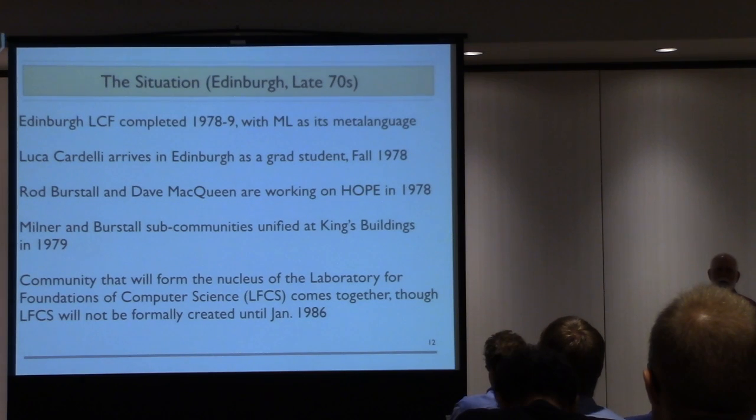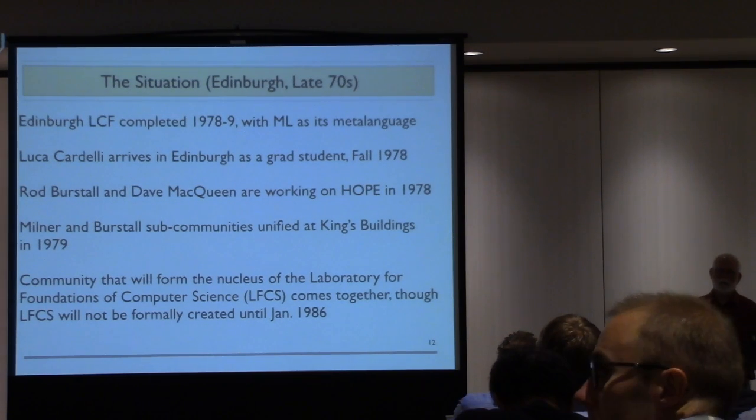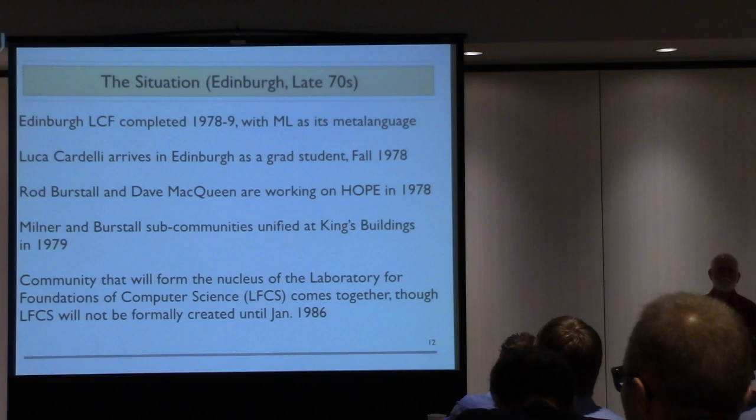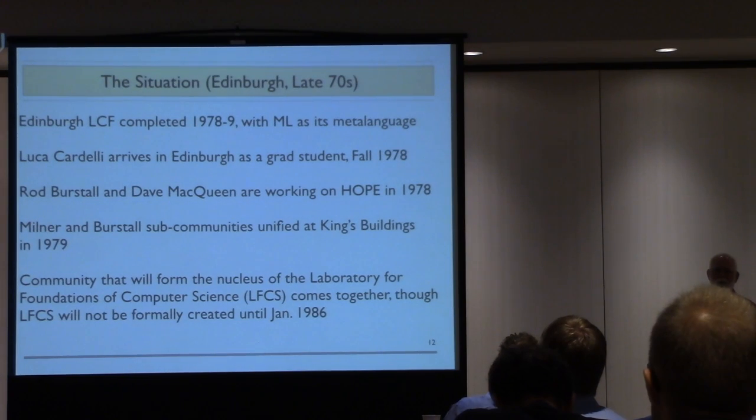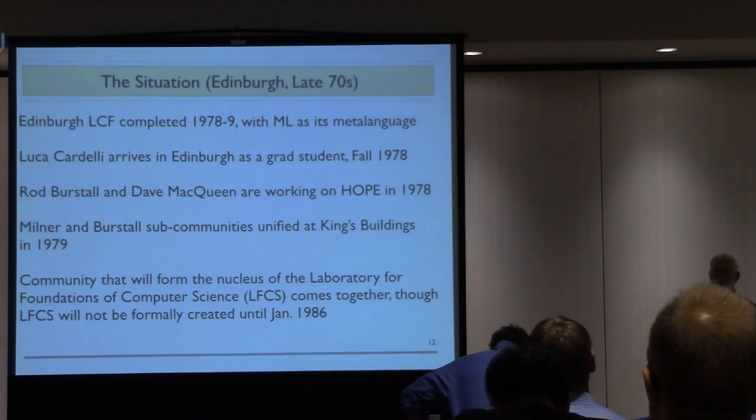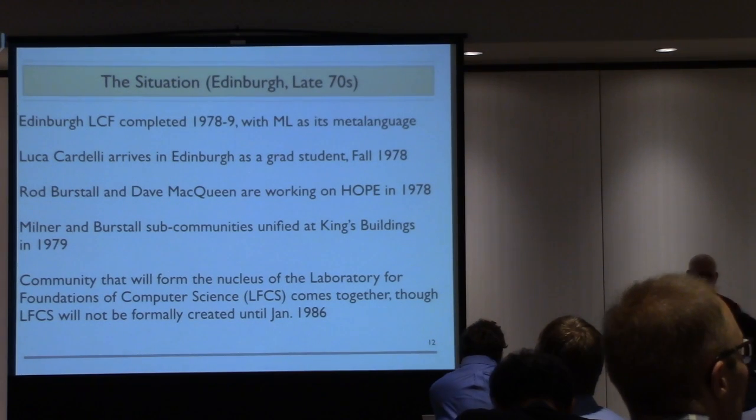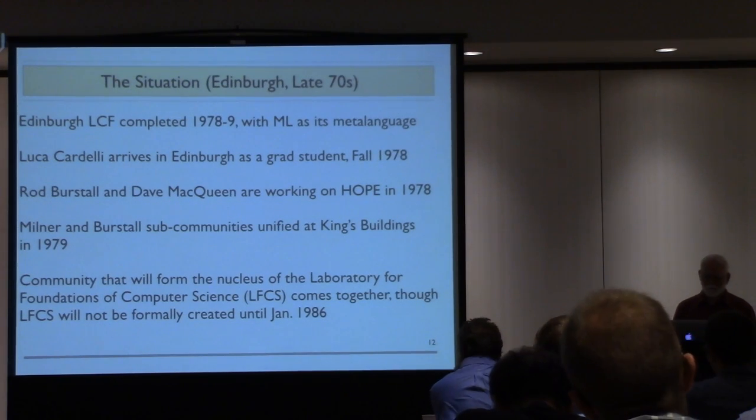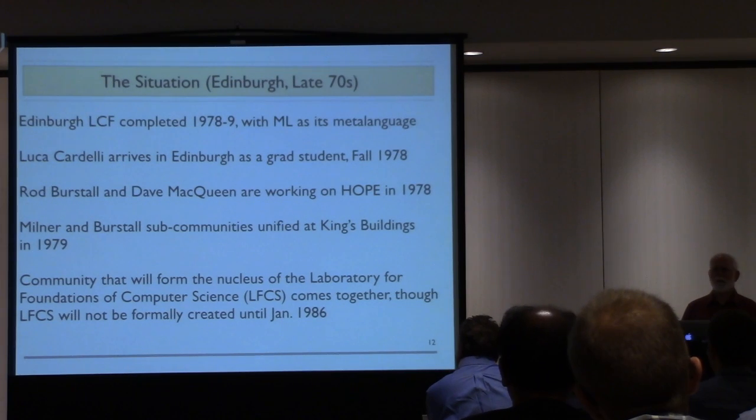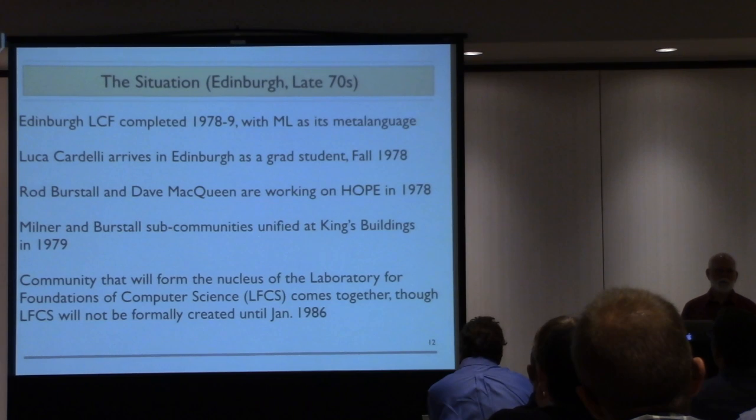Anyway, so we'd have an evening seminar, usually with refreshments, in somebody's living room. And this kept the two communities in close touch until they were physically unified at King's Buildings in late '79. And of course, that basically formed the nucleus, which later became the Laboratory for Foundations of Computer Science at Edinburgh, which was formally founded in 1986.